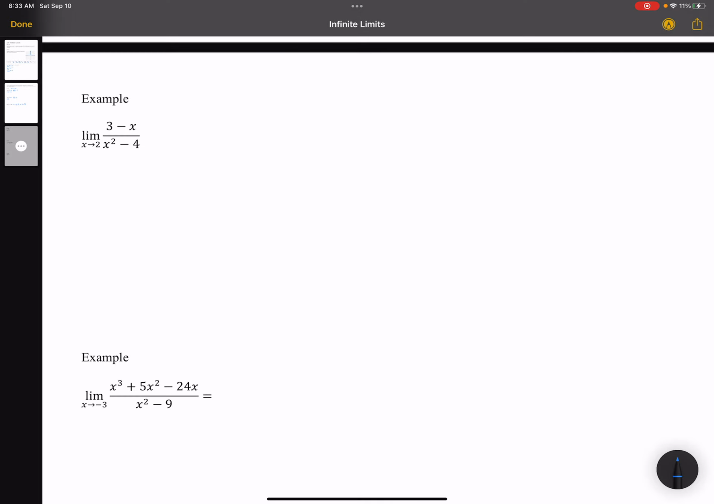We have the function (3 minus x) divided by (x squared minus 4), and we want to find the limit when x approaches 2.